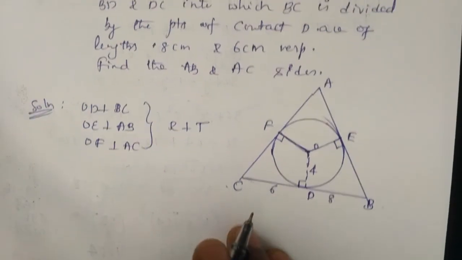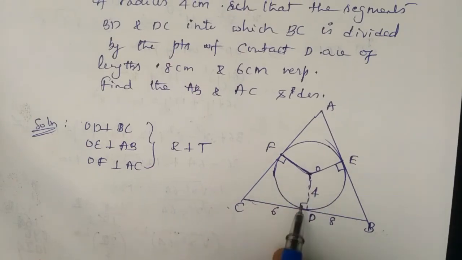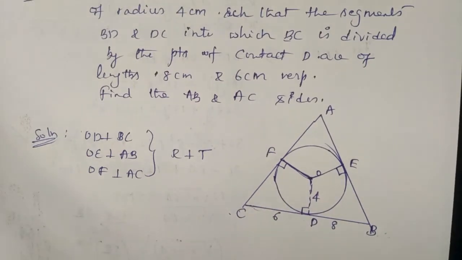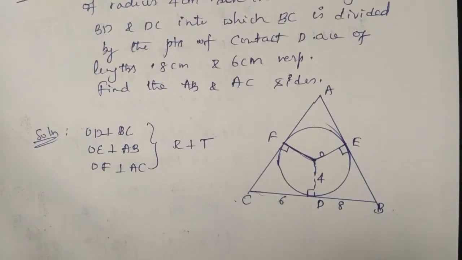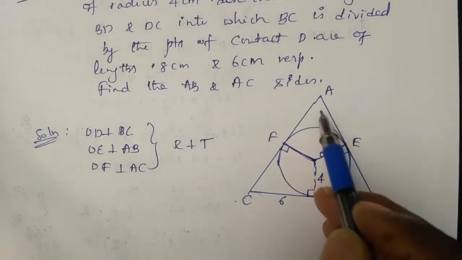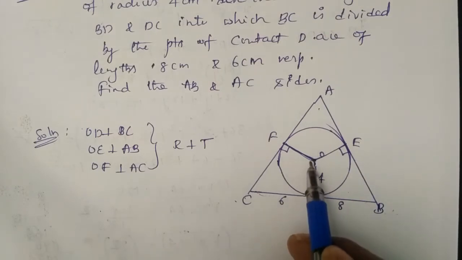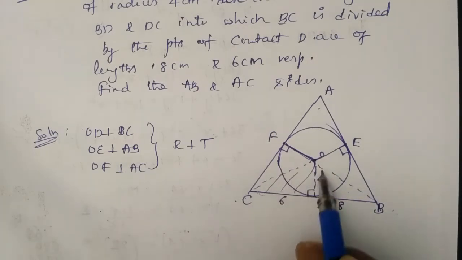The next one is these two are 6 and 8 given. This is 4. That's it. No more values have been given here. So what to do to find out AC and AB lengths? To find AC and AB length, what will we do? First, we join OC and OB.